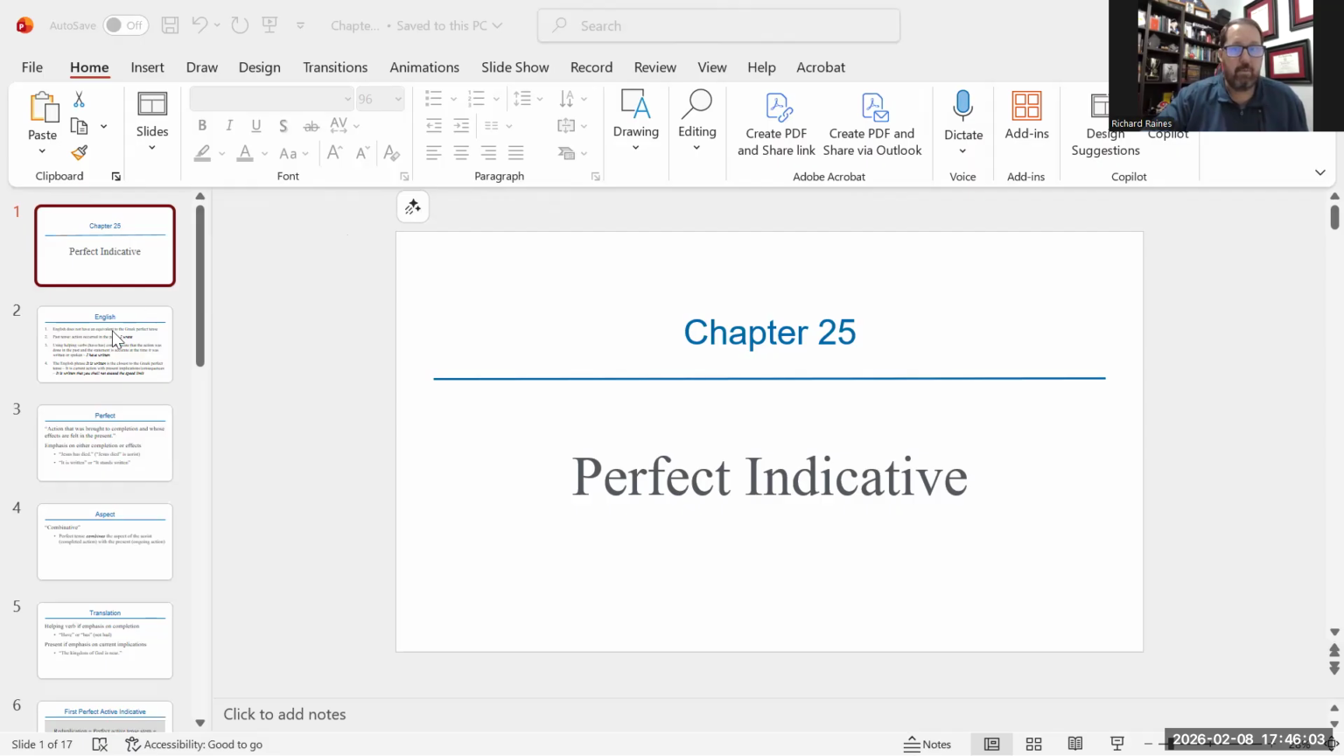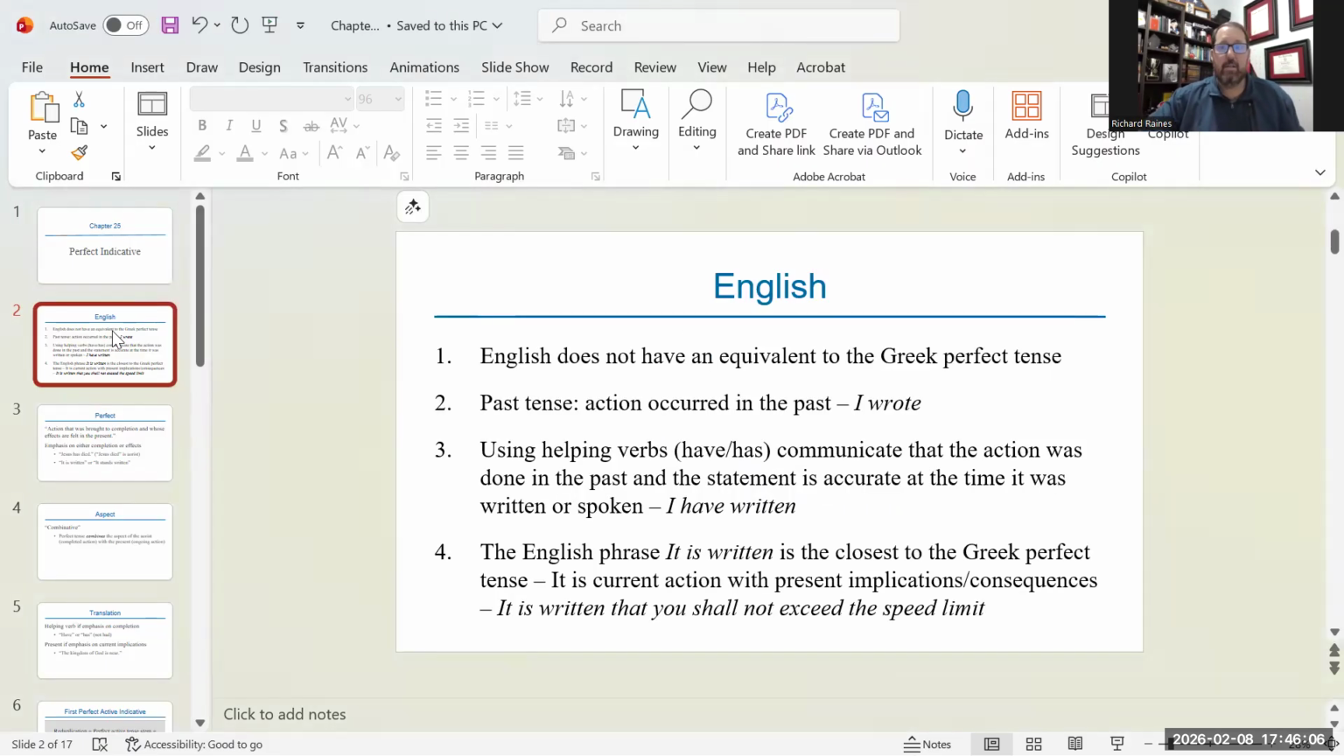In the English, when we talk about things that are done in the past, first of all, we don't have in the English an equivalent to the Greek perfect tense. So what you're going to see in just a few minutes is we're going to add helping verbs or to be verbs, depending on the context, to translate it. Now, when you're just going through and doing your paradigms, you're just going to learn the helping verbs. But we'll get into it. But there is no perfect equivalent.